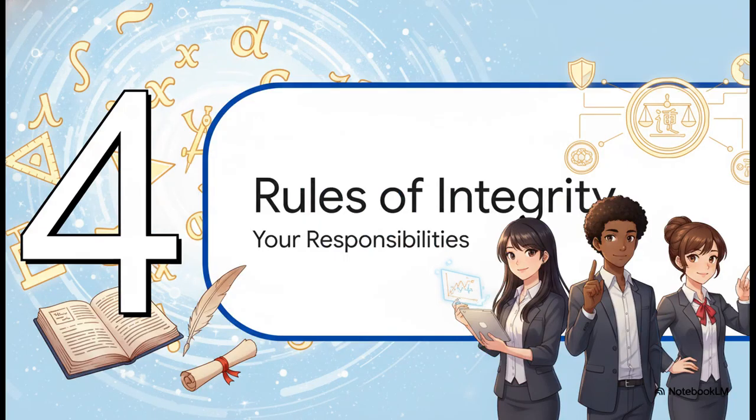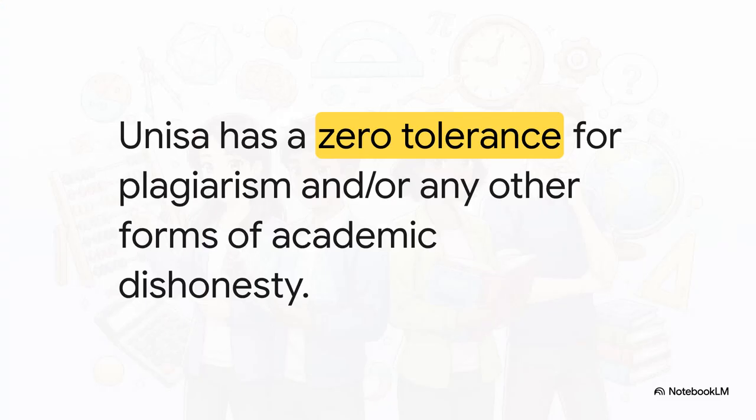And building right on that, let's move into Section 4 and get really clear about academic integrity. This is something UNISA takes incredibly seriously, and it's your job to know the rules. And here it is, the official policy. It's non-negotiable. Zero tolerance means exactly what it says. Any kind of academic dishonesty can and will lead to disciplinary action.